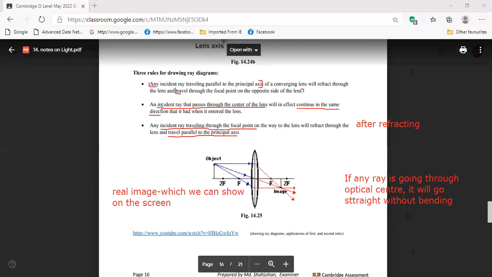Then the second rule. The second rule is: incident ray that passes through the center of the lens, continue, you give a comma, then write continue in the same direction after lens, you give a comma, okay?